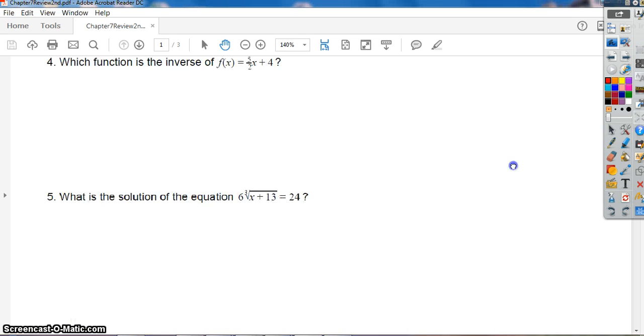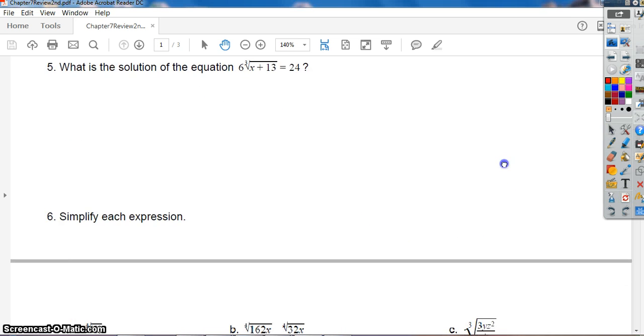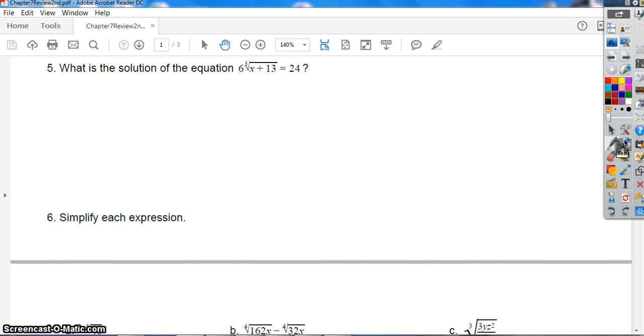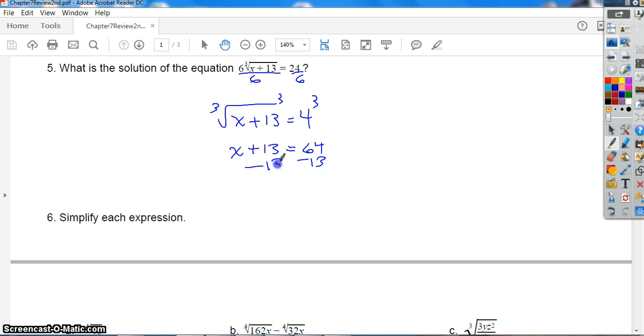Let's flip this up again. Let's do 5 here. Divide by 6. We're going to get the cube root of x plus 13 equals 4. Cube both sides. X plus 13 equals 64. Subtract 13, we're looking at x equals 15. So that takes care of the front of my sheet.